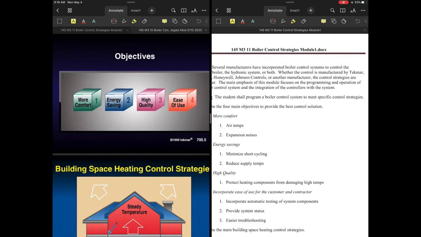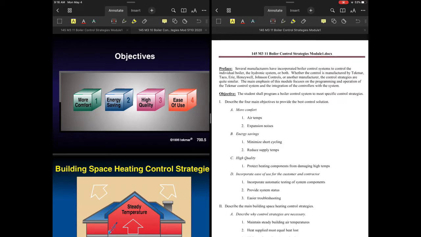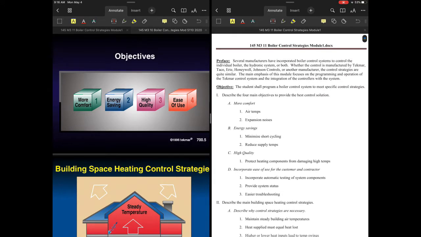Let's take a look at boiler control strategies, and specifically I've got a module called the 145 M311 Boiler Control Strategy Module 1. And before we get started, I'm going to just preface this a little bit.